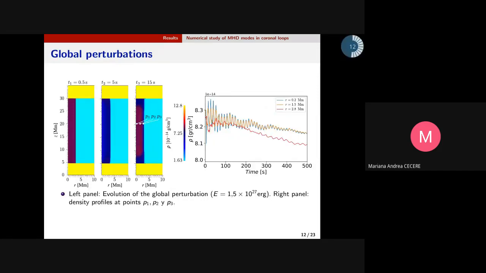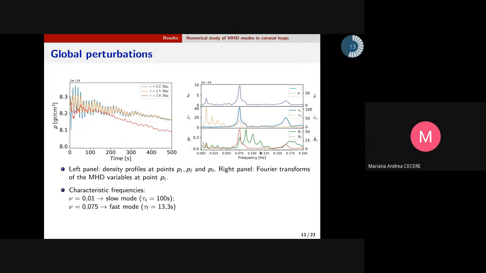With the global perturbation, we perform the same analysis by imposing the same energy deposition. In this case, we see that the signal only decreases near the boundary. Again, we perform the Fourier transform and we obtain the same two main characteristic frequencies.